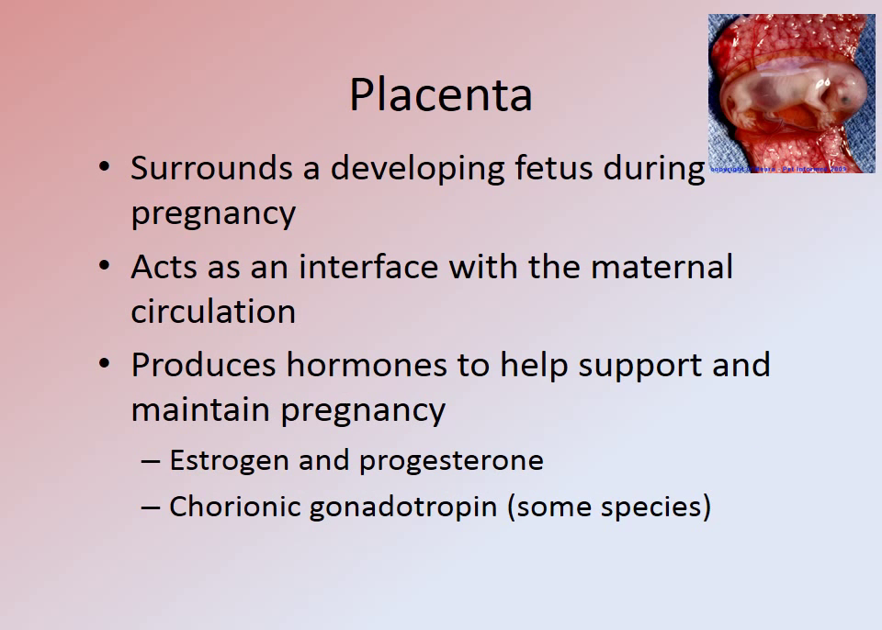The placenta. The placenta itself surrounds the developing fetus during pregnancy. It acts as an interface with the maternal circulation. During the cardiovascular PowerPoint, we talked about how that happens. It produces hormones to help support and maintain pregnancy. So estrogen and progesterone are hormones that are produced, and chorionic gonadotropin in some species.